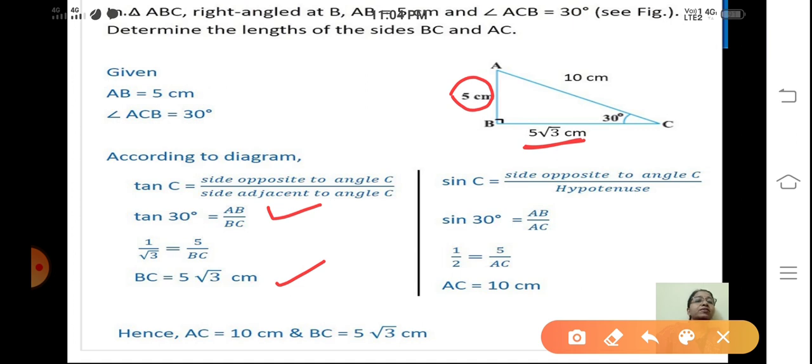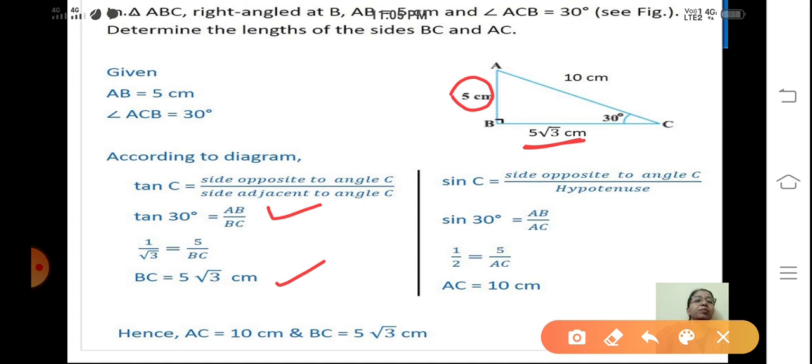The definition of sine ratio is opposite side upon hypotenuse. So opposite side is AB and hypotenuse is AC. And what is angle C? C is 30 degree. So sine 30 is equal to AB upon AC.